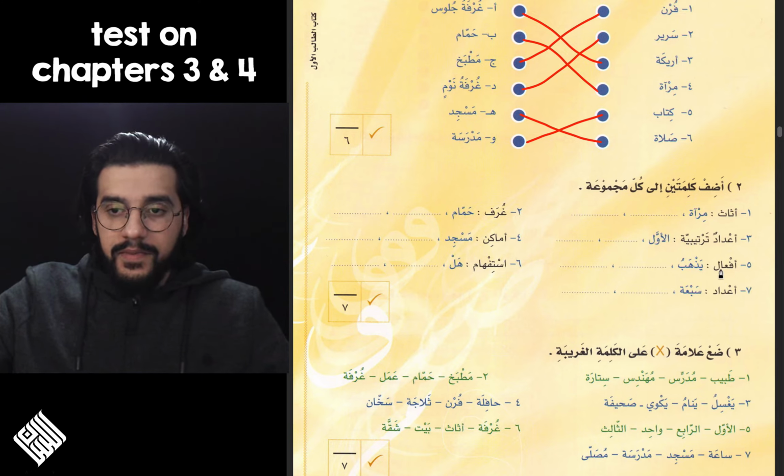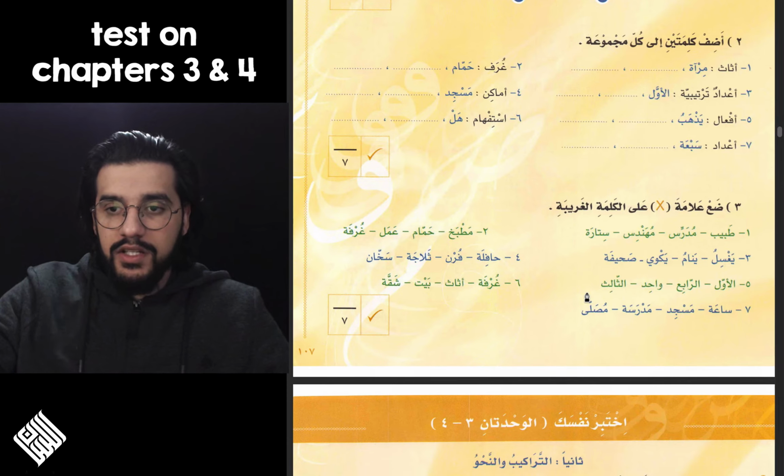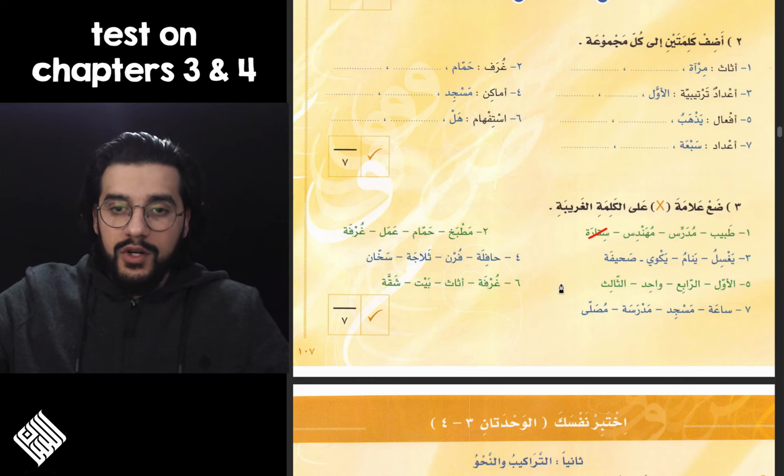Number 5 is verbs, يذهب, يكتب, يقرأ, يصلي, يتوضأ. And then number 6, istifham, which means question words. So هل, متى, من, كيف. أعداد, number 7, 8, 9, anything. Alright. As for the next question, cross the odd one out. So طبيب, مدرس, مهندس, sitara. Of course, sitara is the wrong one here, is the odd one.